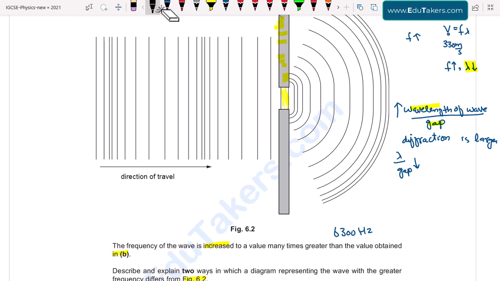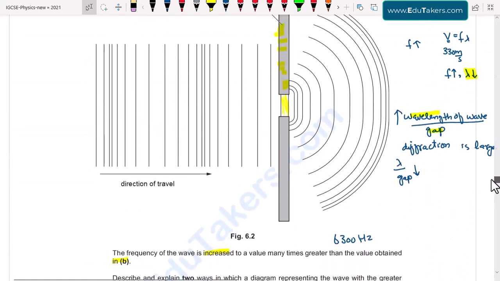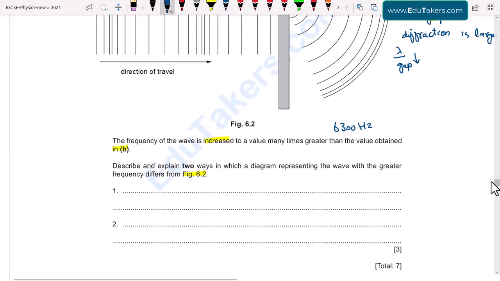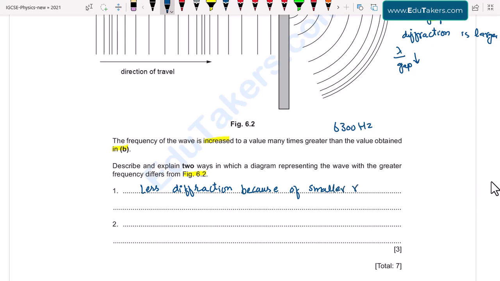So I write here the first point: less diffraction because of smaller ratio of wavelength of wave and the gap width is less.